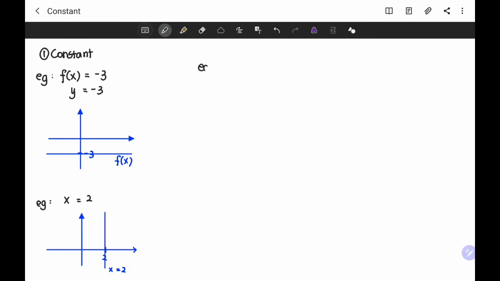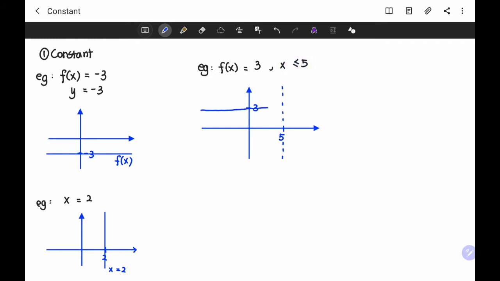Next example, if we have f(x) equals 3 when x less than or equals to 5. So we sketch graph. We have y equals 3. So this one, y equals 3. And we have condition x less than or equals to 5. Ini syarat untuk graf tu. So saya buat dot atas syarat dia, atas condition kepada x. Okay, sepatutnya graf f(x) dia straight atas y equals 3.